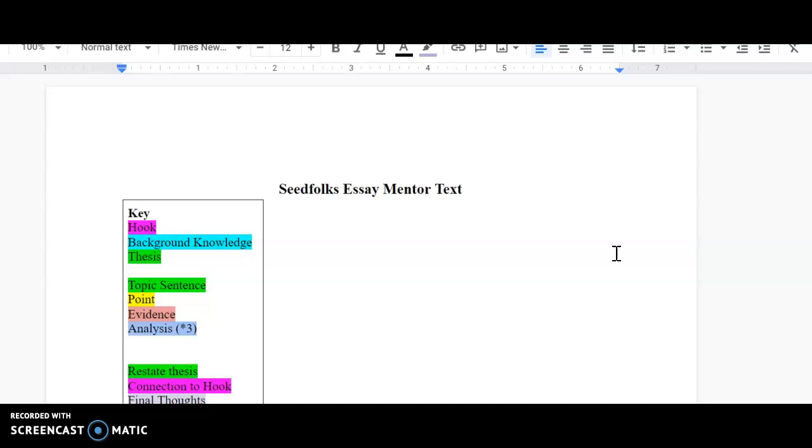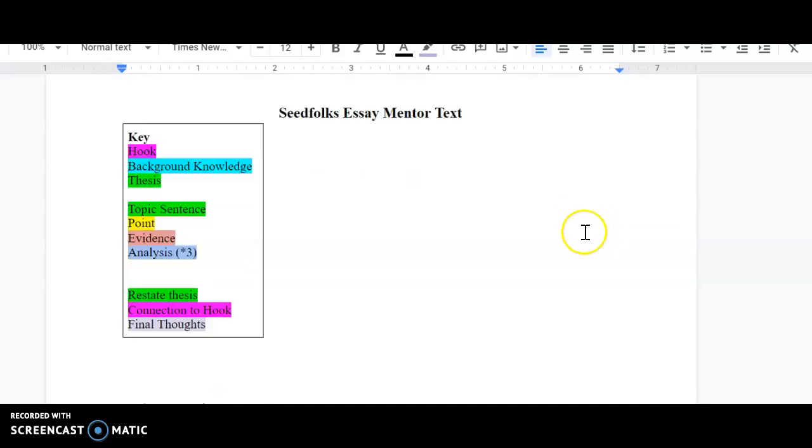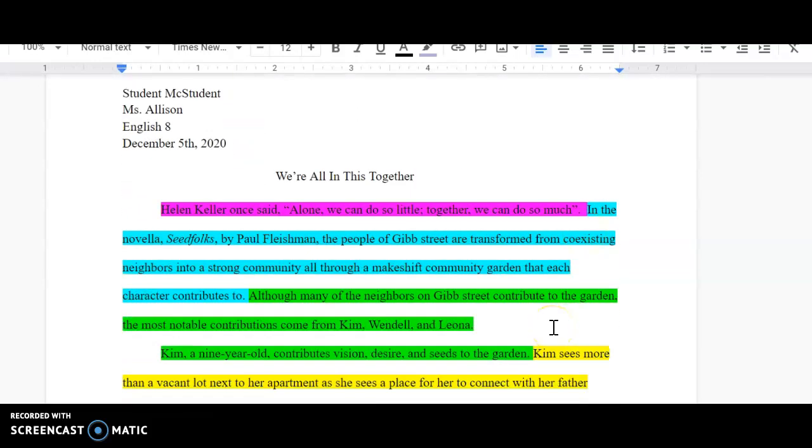All right, so your goal was to go through and highlight this mentor text to look for all of the pieces. We're going to go over it together to make sure you have what you need. So we know that our first sentence is pink. That's going to be our hook that gets the reader excited.